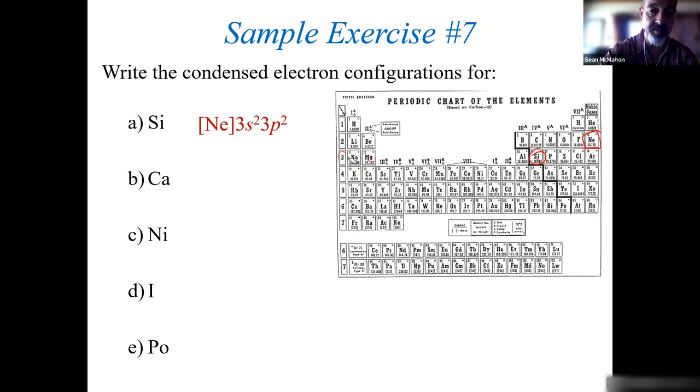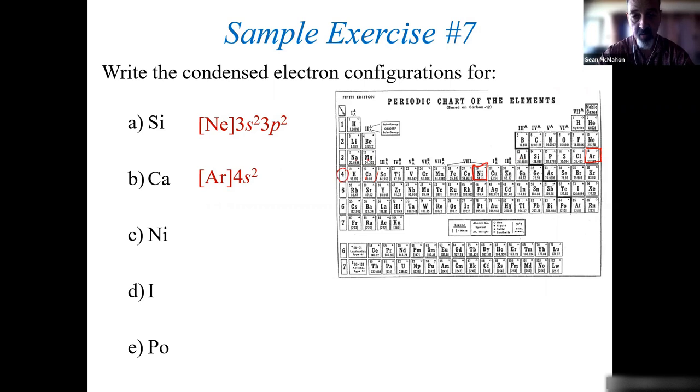Now what about calcium? So let me erase these. Calcium's right here. Okay, so for a shortcut, if I look, it's in the fourth energy level, but it has a third energy core filled up to argon. So I can write bracket argon and then 4s1, 4s2. That's condensed.